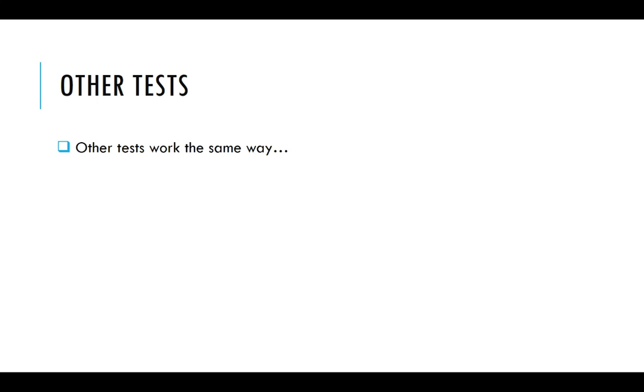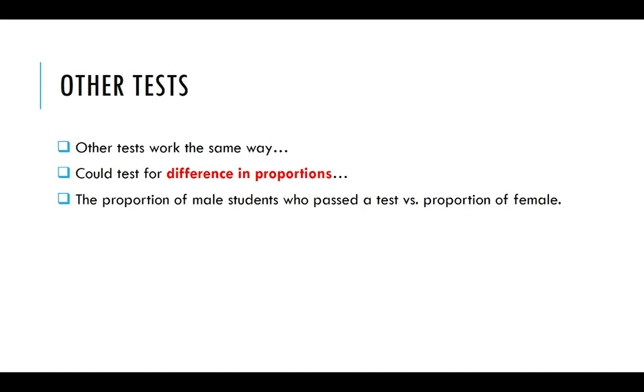Now, gang, the good news is that there are other tests that you could conduct that work exactly the same way as what we just did. For example, we could test for differences in proportions. If you know how to do what we just did, testing for differences in proportions isn't really that different. You just have to look it up, but you'll understand it if you understand what we just did. So what do we mean by differences in proportions? Maybe we're looking at the proportion of male students who passed a test versus the proportion of females, right? The percentage of.